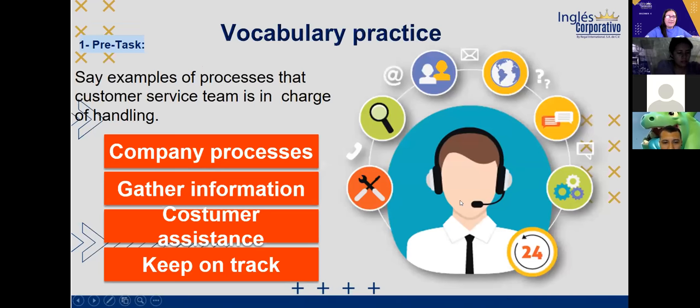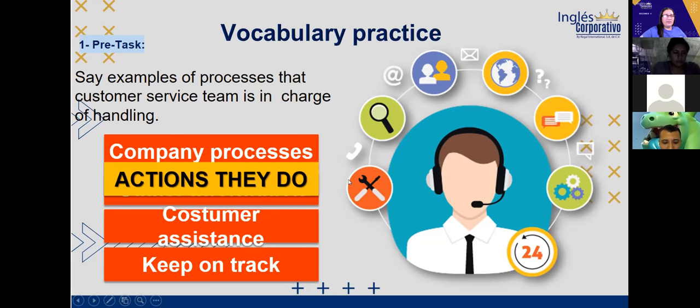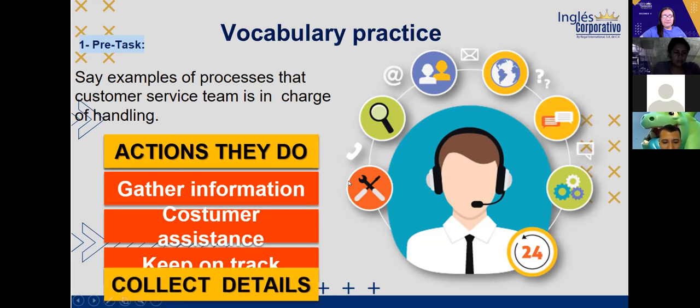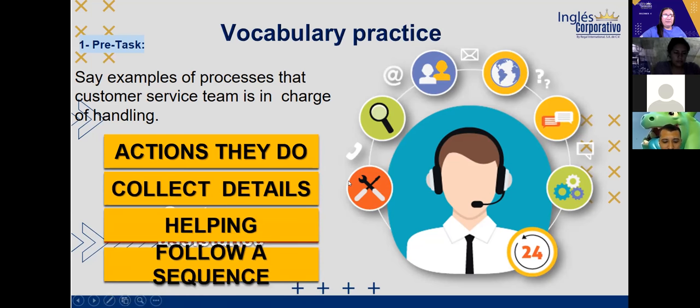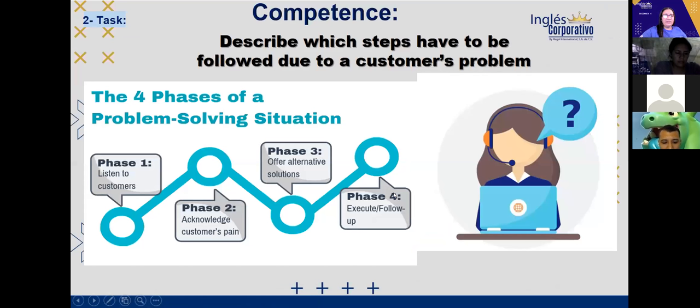Okay. Say example of process that customer service team is in charge of handling. Entonces, como mencionar los procesos de que un agente de servicio al cliente está a cargo. A company process, gather information, customer assistance, keep on track. This is some vocabulary that we have. Actions they do. Okay, collect details, helping, and follow a sequence. So this is practically the vocabulary that we are studying, right?